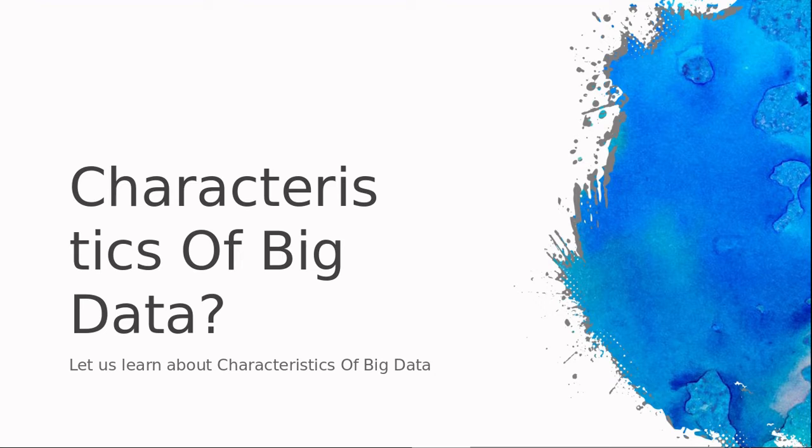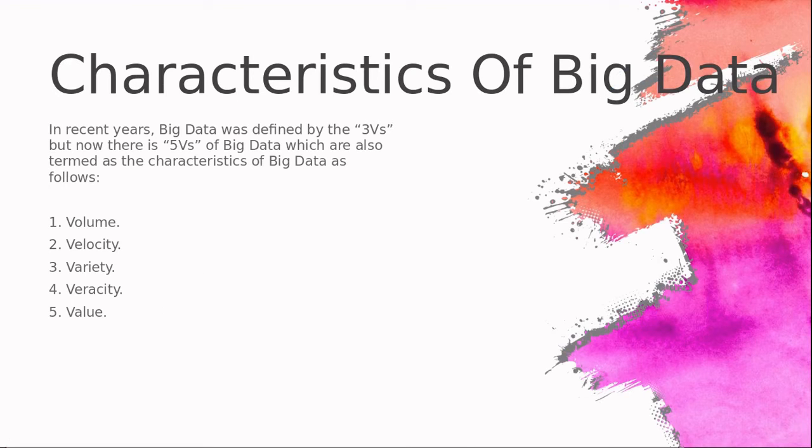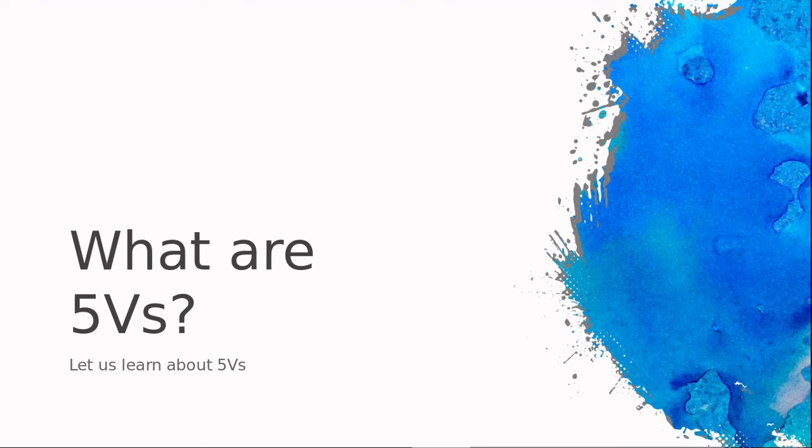Let us learn about characteristics of big data. In recent years, big data was defined by the 3 V's, but now there are 5 V's of big data, which are also termed as the characteristics of big data as follows: volume, velocity, variety, veracity and value. Let us learn about the 5 V's.